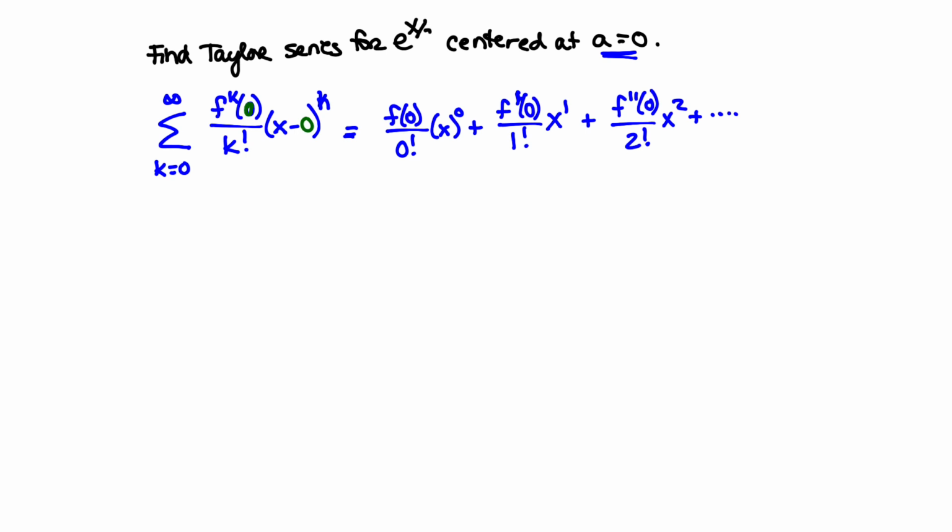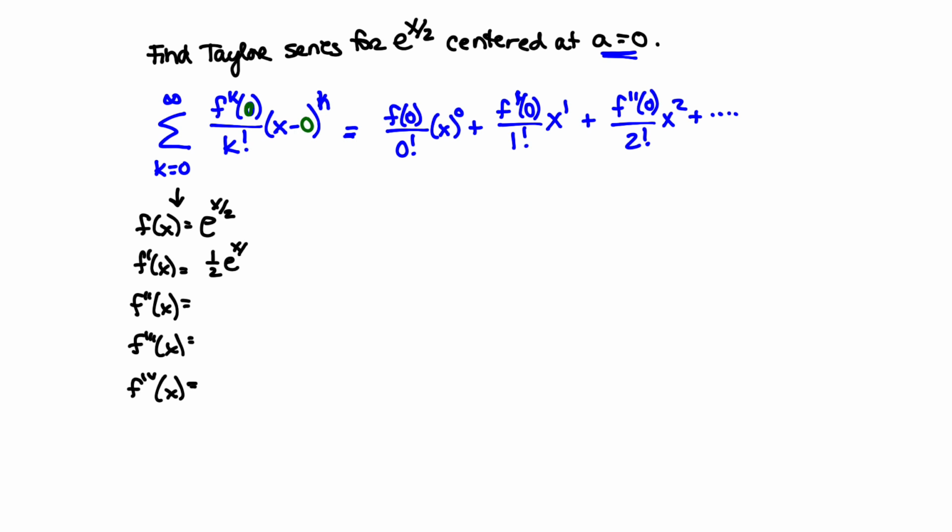Now I want to take it up one notch, make it x over 2. So find the Taylor series for e to the x over 2 centered at a equals 0. Write your function in, then write your first derivative in, and then your second derivative in. Sometimes it's helpful if you put your derivatives going down.